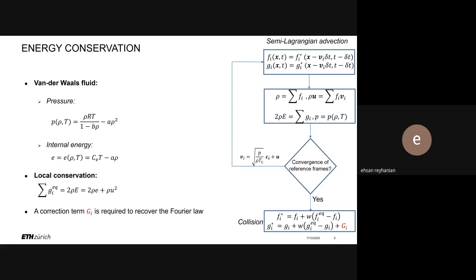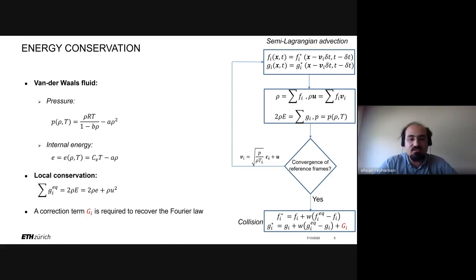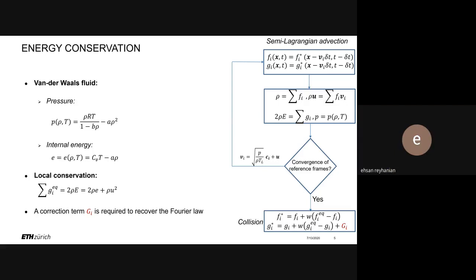Now, any compressible model must take into account the energy conservation properly. As a paradigm for non-ideal fluids, we chose the well-known van der Waals equation of state, where the internal energy of such a fluid is not only a function of temperature, but also a function of density. This calls for using a second population to conserve the total energy of a non-ideal fluid. Now, the algorithm is the same as for the isothermal case, only that the pressure is now a function of both density and temperature, where the temperature is computed from the total energy conserved by the second population.